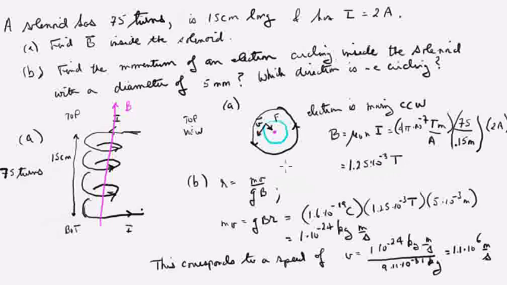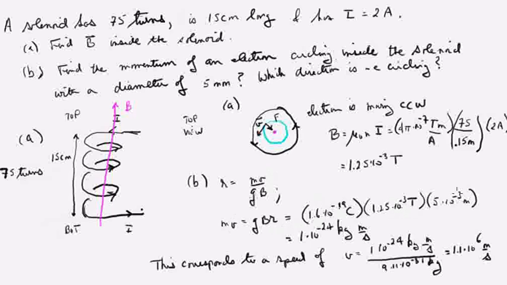And in order to find the momentum of the electron, we can use the formula relating radius and momentum to charge and magnetic field. We can solve this for momentum. mv is equal to qBr. The magnitude of the charge on an electron is 1.6 times 10 to the minus 19. The B that we previously calculated, 1.25 times 10 to the minus 3 Tesla.